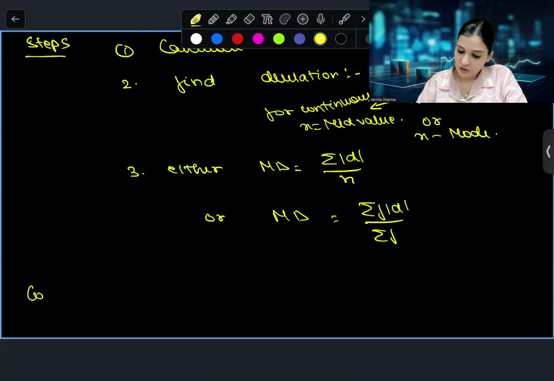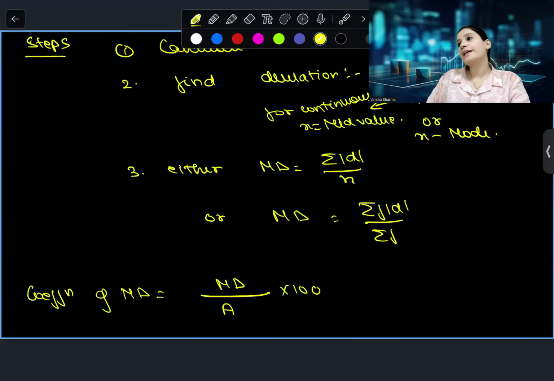Then coefficient of mean deviation. It will be mean deviation by A into 100. If you have calculated the mean deviation from mean, divide by mean. If you have calculated the mean deviation from median, divide by median. If you have calculated the mean deviation from mode, then divide by mode. In the question, if nothing is mentioned, find from mean.